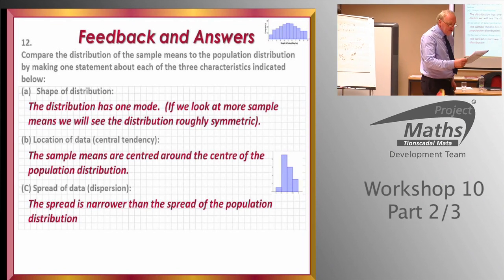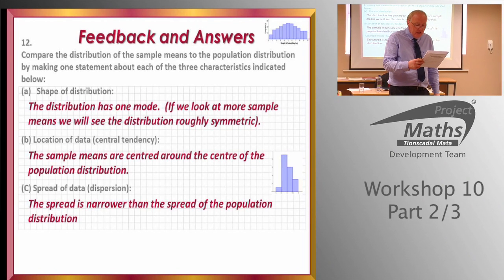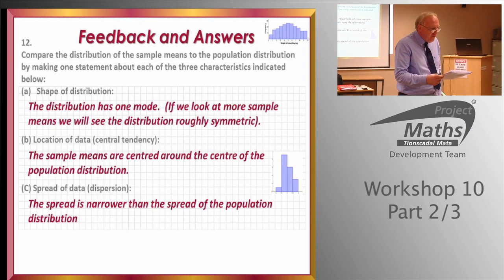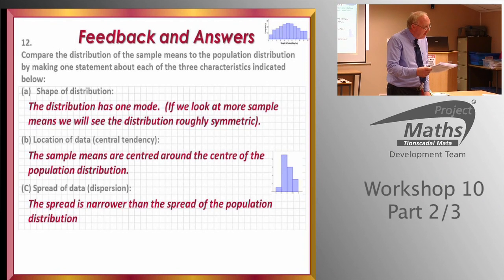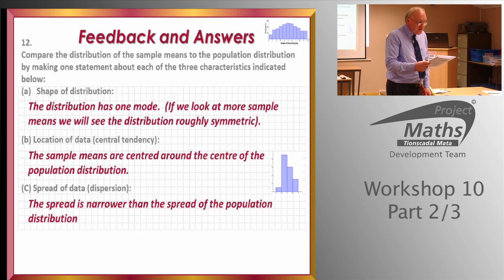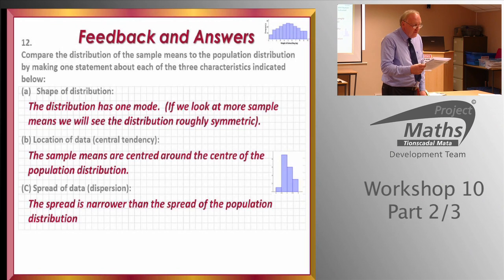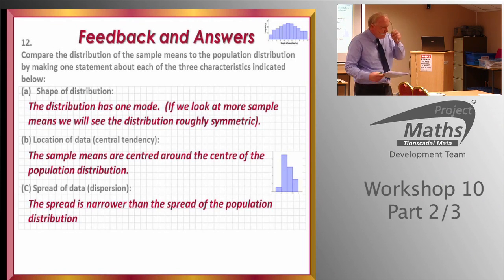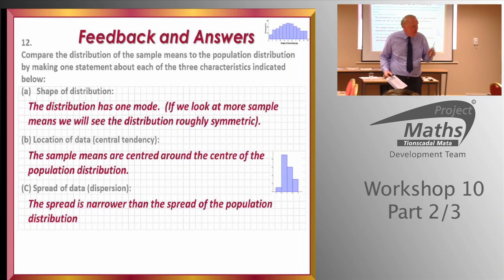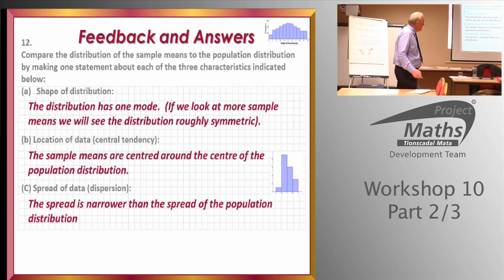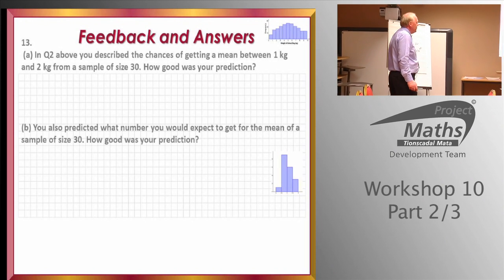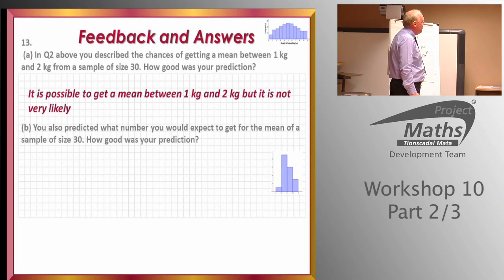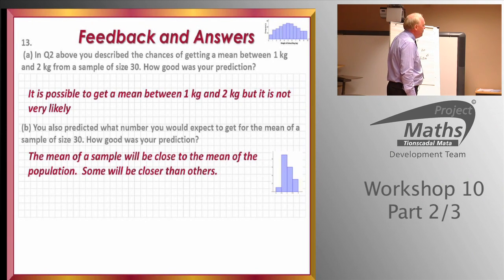If you look at all the sample means you got, none of them were very far away from 5.1. Look at the standard deviation of each sample. None of them were very far away from 2.6. So in fact, our sample was a very good estimate for the population. You described your chance of being one. You said it's possible, but it's not very likely. So your prediction was good. The mean of this will be close to the mean of the population. Some will be closer than others.